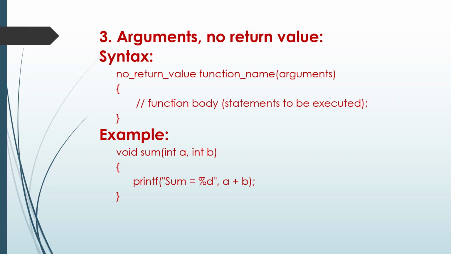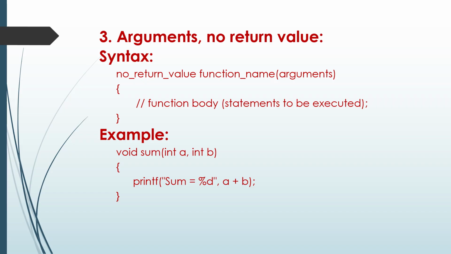Third one, with arguments and no return value. The general syntax for with arguments and no return value is as follows. It has no return value, that means it has void, and it has the function name and arguments or parameters, and the body of the function.